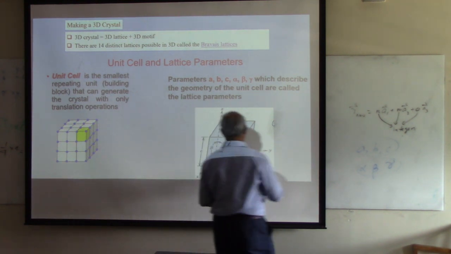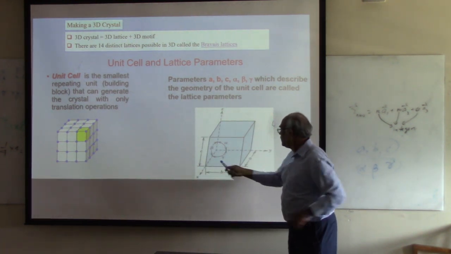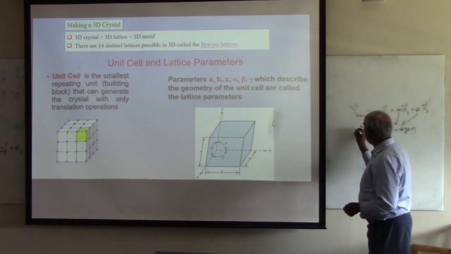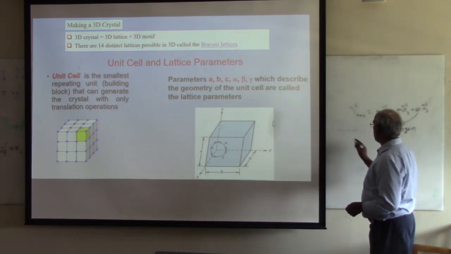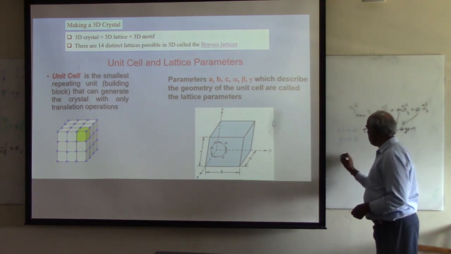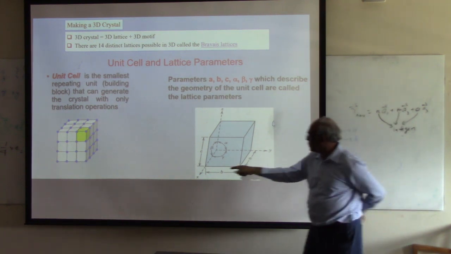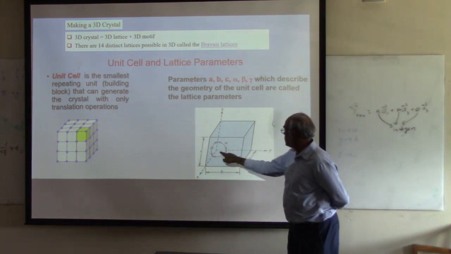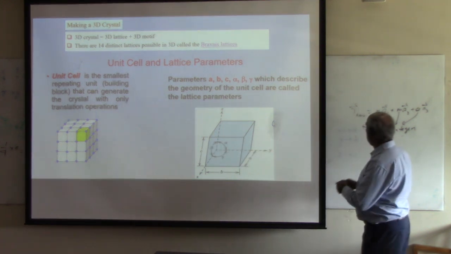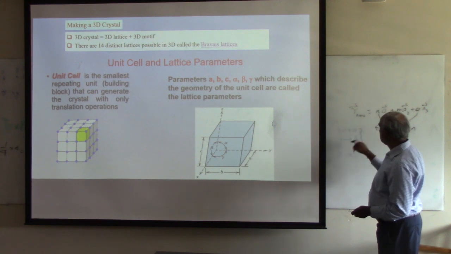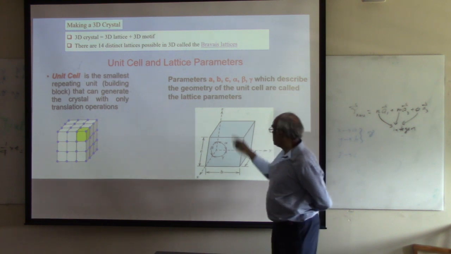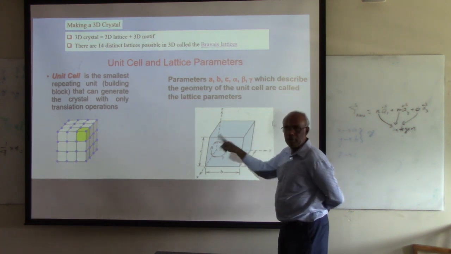You can see here, this is X, Y, Z. Typically we measure in the direction of X; that is a, the lattice parameter. In the direction of Y, we measure b. In the direction of Z, we measure c. So X direction is a, Y direction is b, Z direction is c. Then between X and Y, that is your gamma.